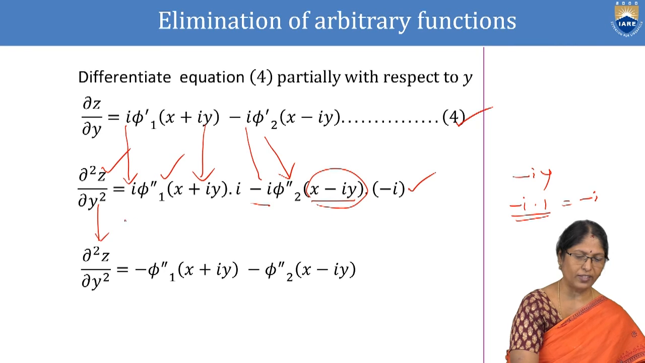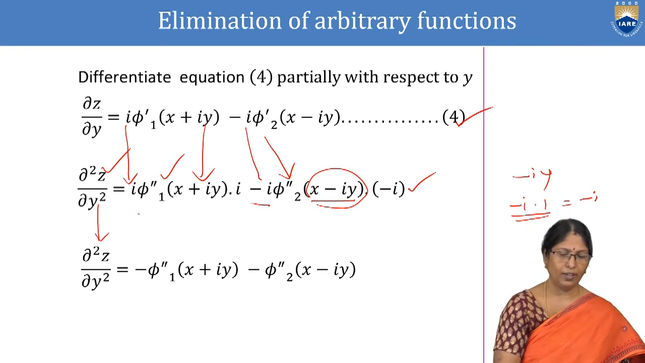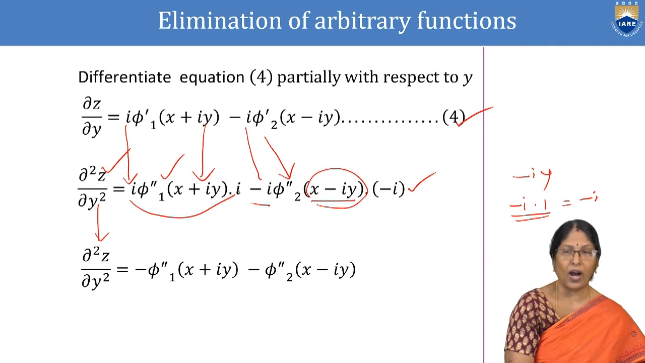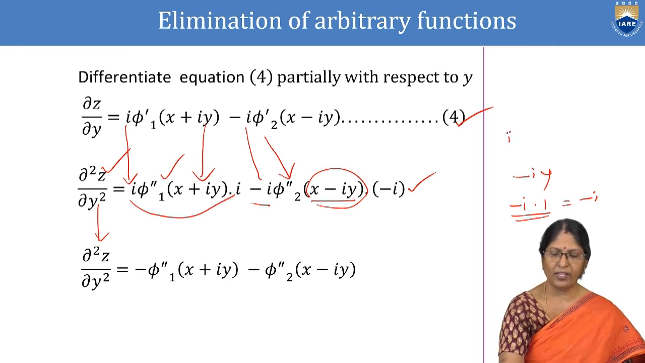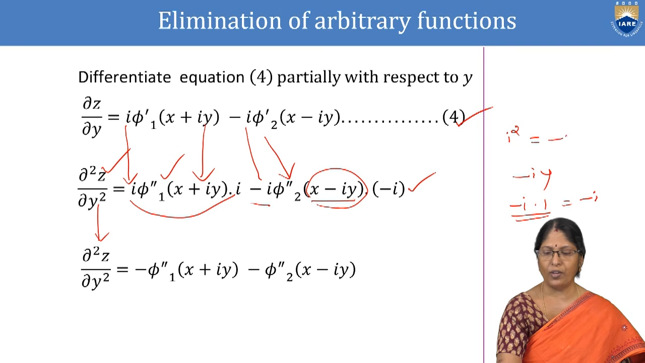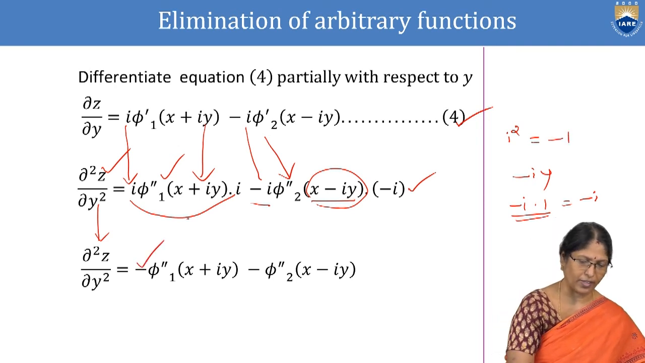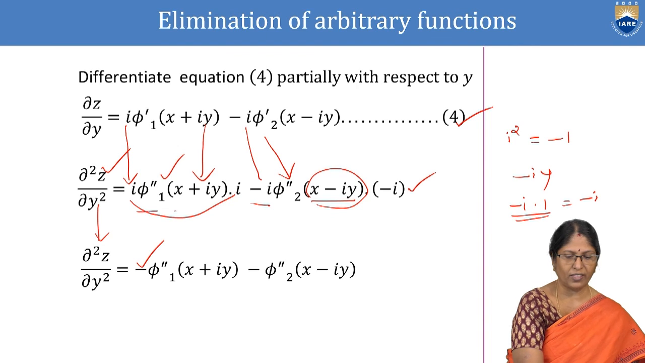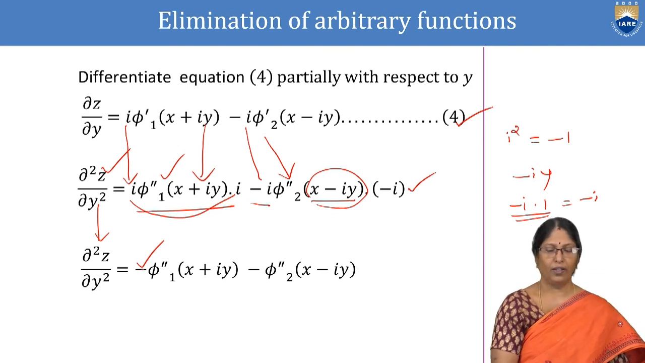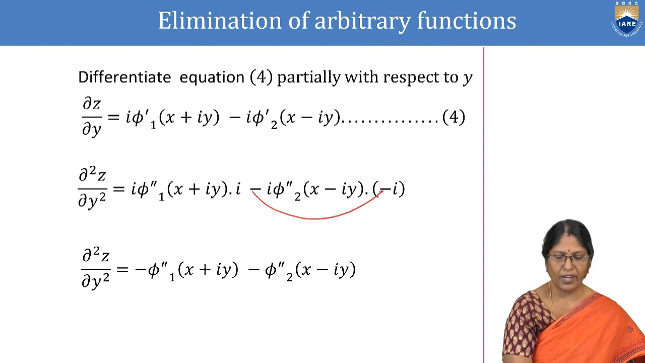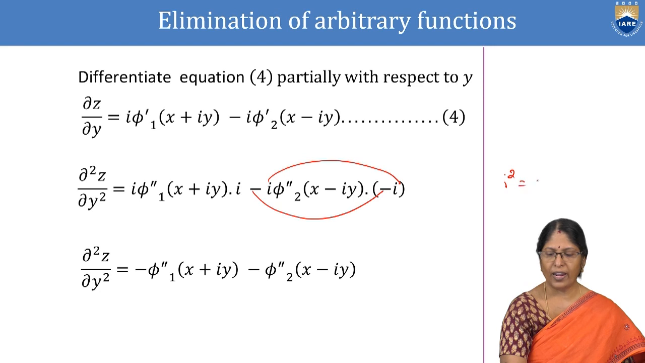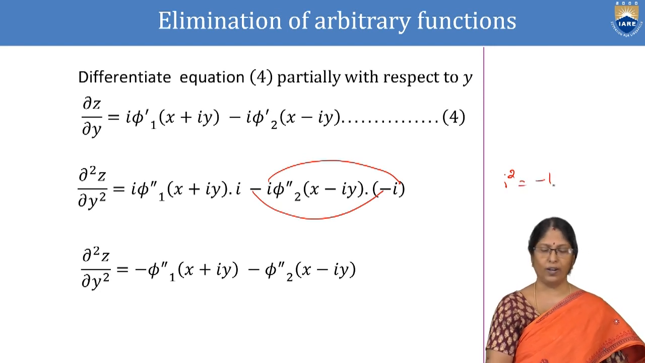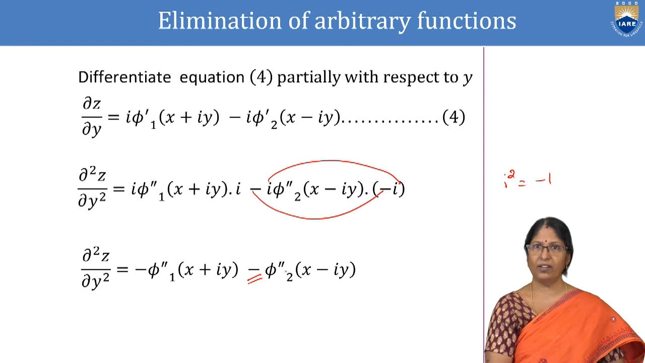So here ∂²z/∂y². Here if you are noticing, i into i is there. i into i is nothing but i². i² value is minus 1. Here it is kept minus. If you are noticing this step and this step, i is there, but here the minus sign is there because i² is replaced by minus 1. Here minus into minus, plus i into i², again i² value is minus 1. That's why the minus sign is there.